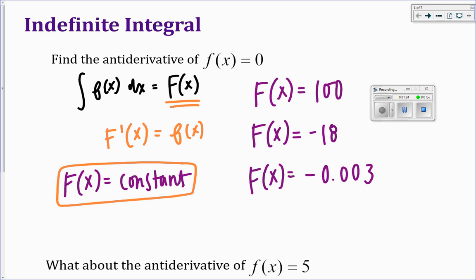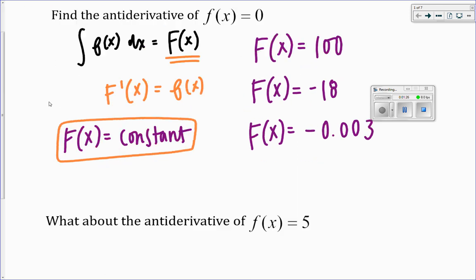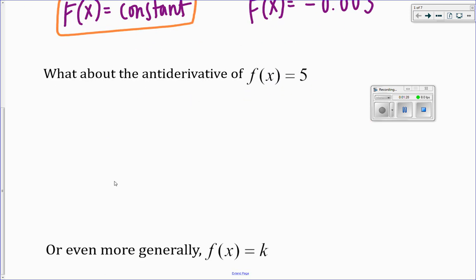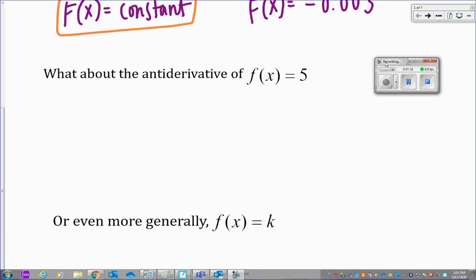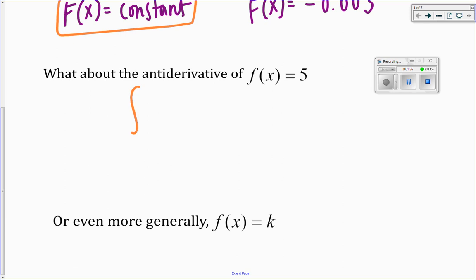Okay. So now let's think about this a little bit more. What about a function, f of x is equal to 5? What's the antiderivative of 5? Well, if you said 5x, you're correct, but this is not the only solution.